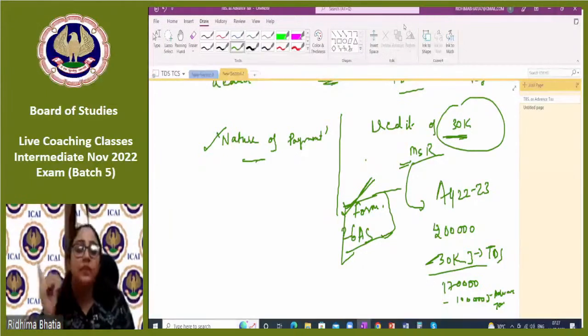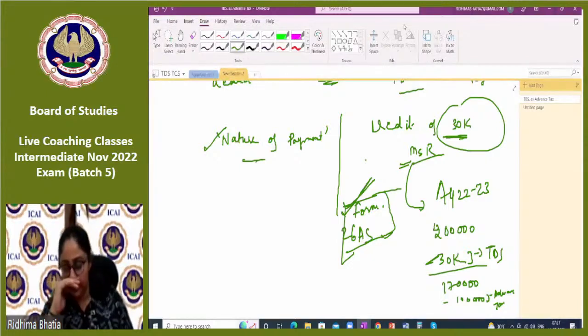The income, Rafiq bhai, would be 3 lakhs, not 2.7 lakhs. Income is the same. Had this been your income, you would have deposited 30,000. Had there been an income on which you yourself have to deposit the tax, it doesn't become 2.7, it remains 3 lakhs, right?